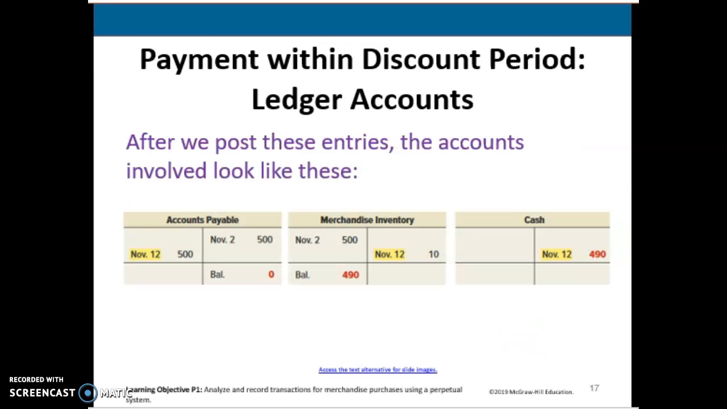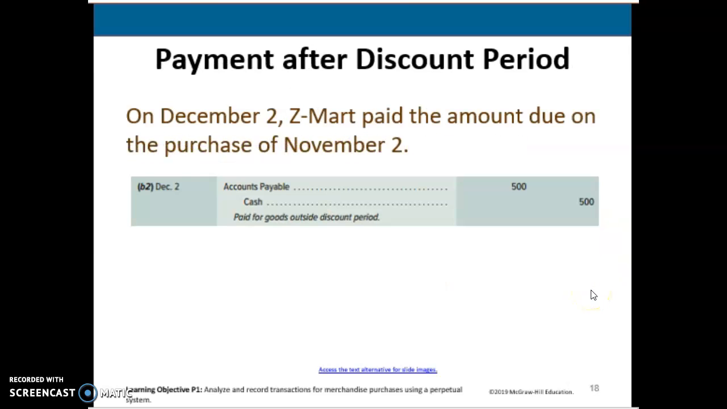This is what we're going to see it look like in the T account. So we can see that our accounts payable ends up being 0 after we make the payment. Merchandise inventory reflects that we actually paid $490 for this inventory, and our cash shows that we actually paid out $490 for that transaction also.